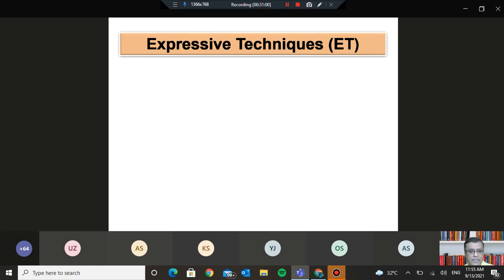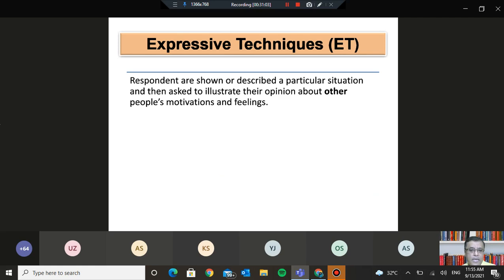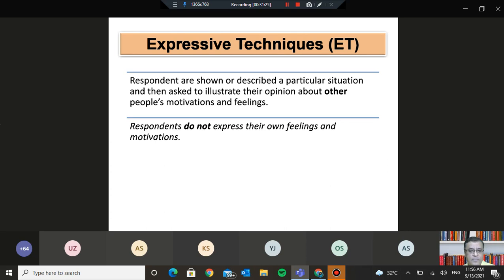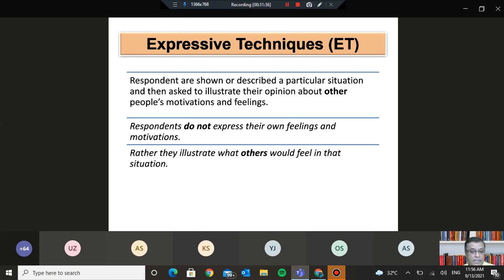Then we have expressive techniques. In expressive techniques, respondents will be shown, or provided details regarding, some kind of situation, and then you expect them to express their opinion about other people's motivation and feeling. So you are not directly expecting the person to share his or her own feelings and motivations, but you expect that they will be sharing other people's feelings and motivations in that particular situation.